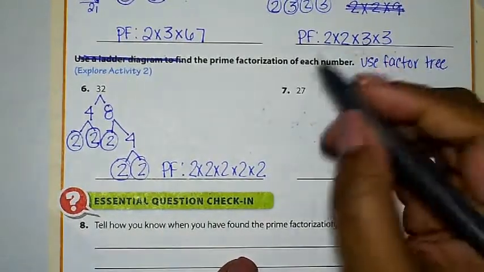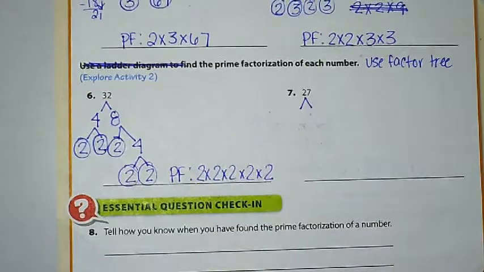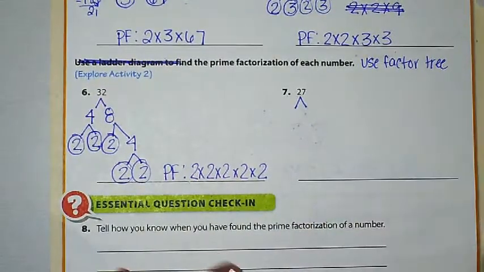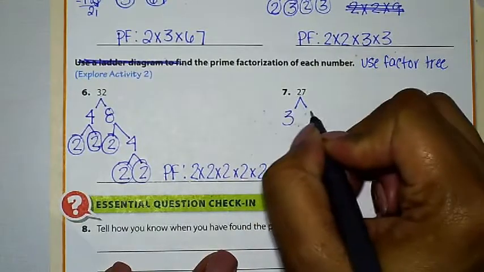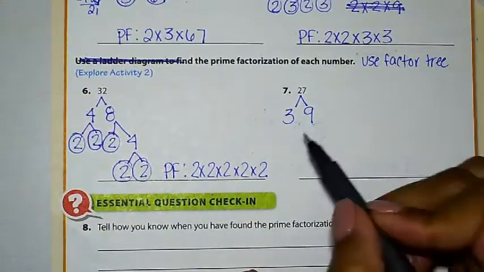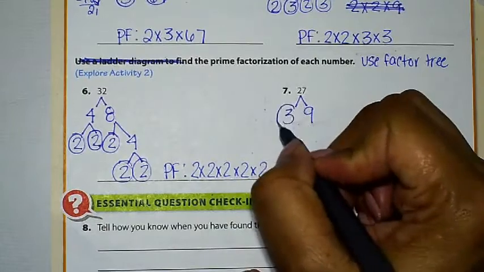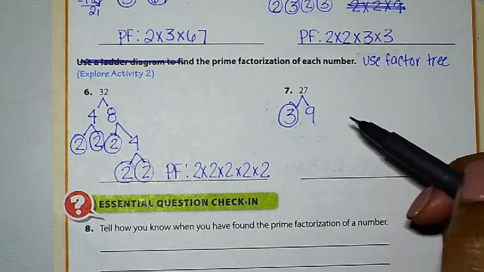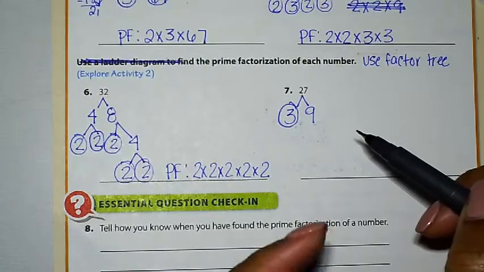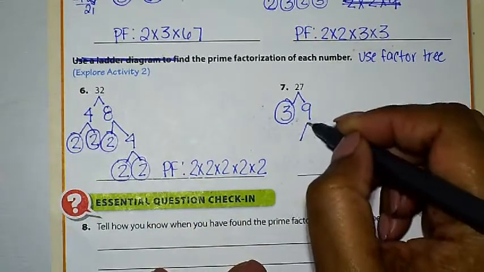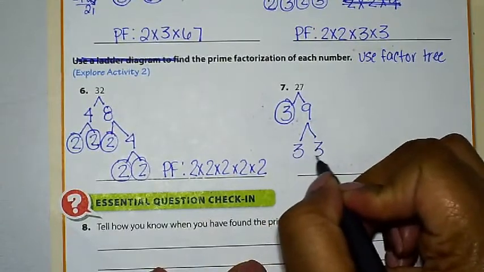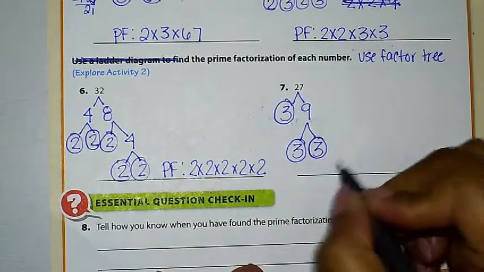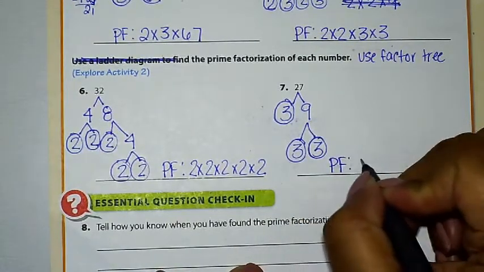All right, number 7. 27 is composite. So I have to break it down into 3 times 9. 3 is prime. It only has 2 factors, 1 and itself. 9 is composite. It has factors of 1, 3, and 9. So I can break it down into 3 times 3. 3 is prime, so I circle it. And my prime factorization for 27 is 3 times 3 times 3.